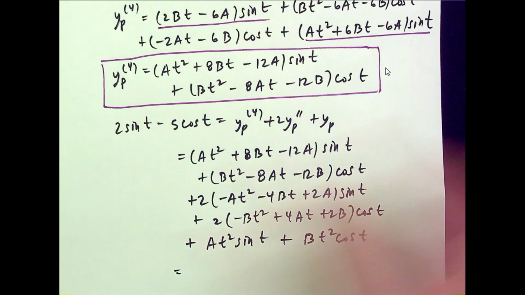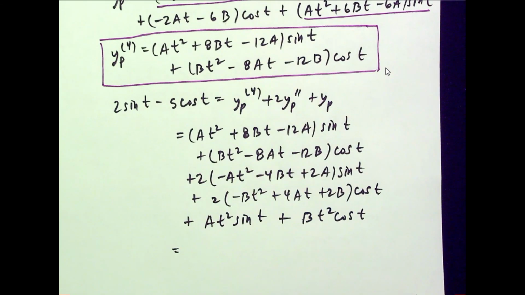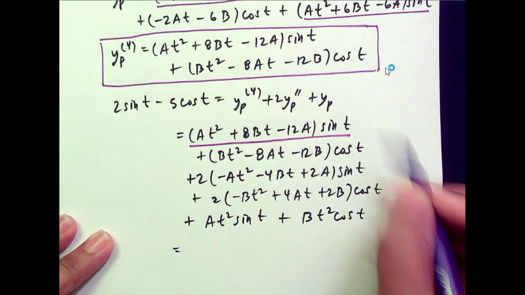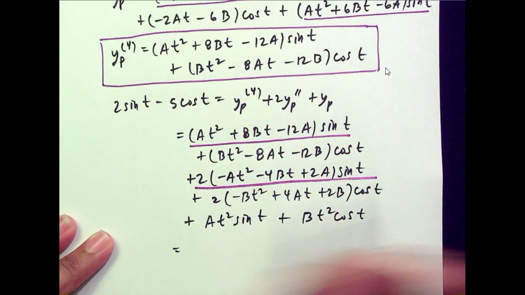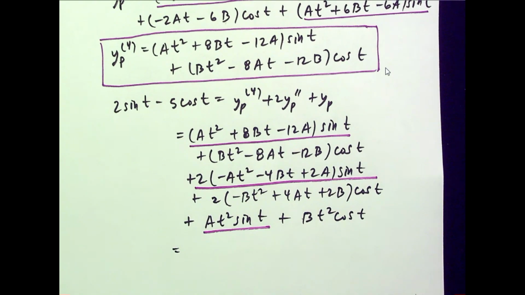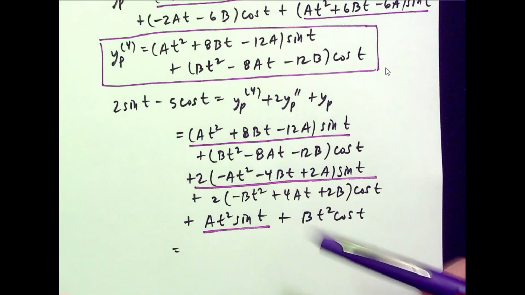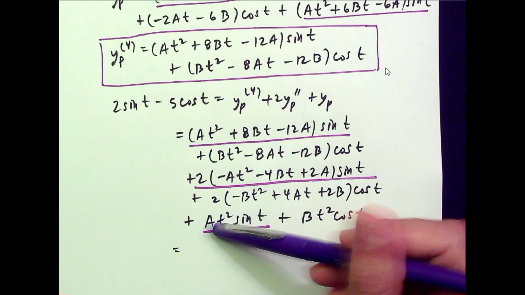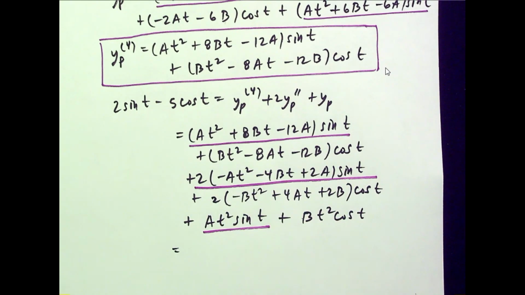Okay, now this is going to simplify substantially. We're going to combine the sine terms. There they are. Starting with the t squared terms, you have at squared, negative 2at squared, and positive at squared. So at squared minus 2at squared plus at squared gives you 0. You get 0 t squared sine of t. So all those go.